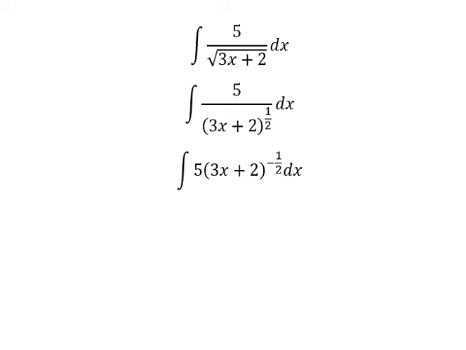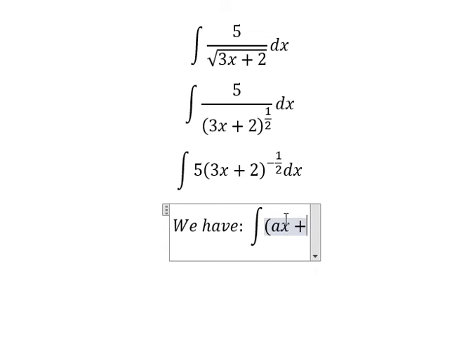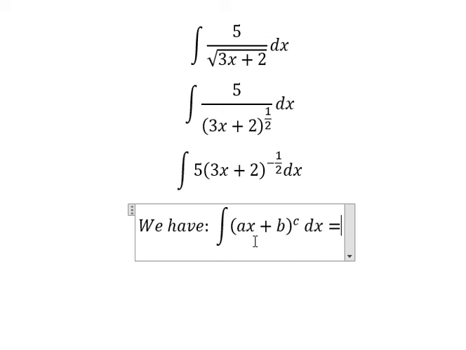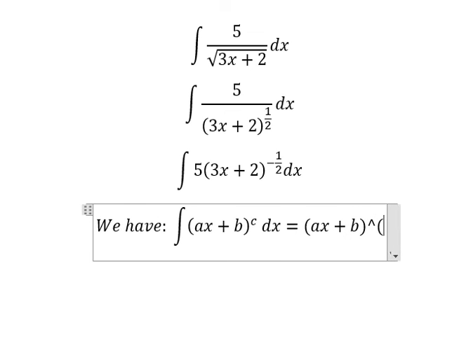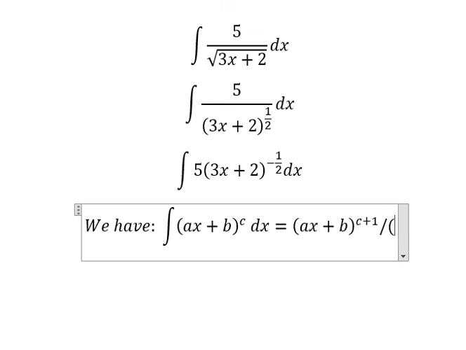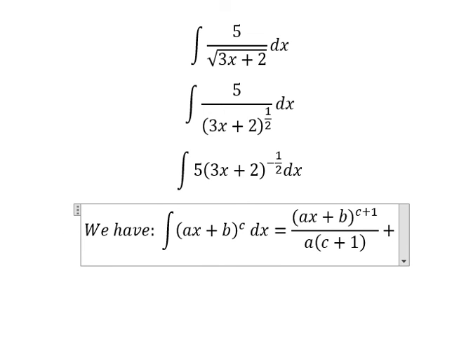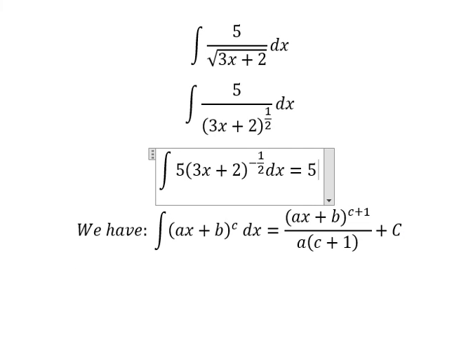Now we have the formula in here. So the integration of this one, we have a x plus b to the power of c plus 1, over a multiplied by c plus 1. And I will put a capital C. This is about the constant.